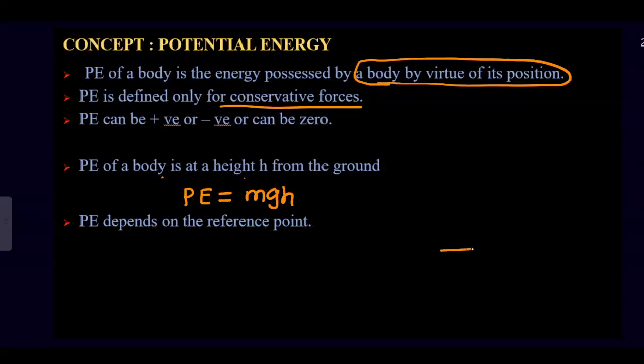Here we have taken a ground, and let us say a body of mass m which lies at a height of h. This is the height of the body, which is h given. In this case, the potential energy is equal to what, tell me now? mgh.